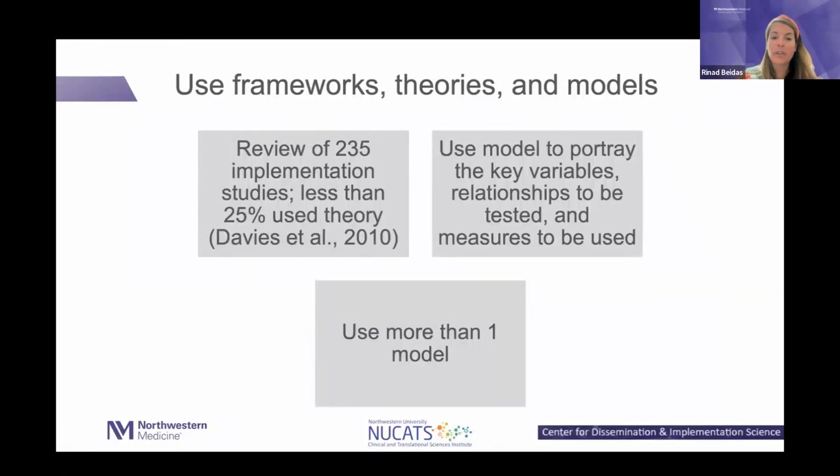And we often use more than one, always, I would say, more than one model in our implementation science related work. Usually a determinants model and an outcomes model, and sometimes even a specific behavior change model or theory within that. So that's okay. You don't need to be constrained.